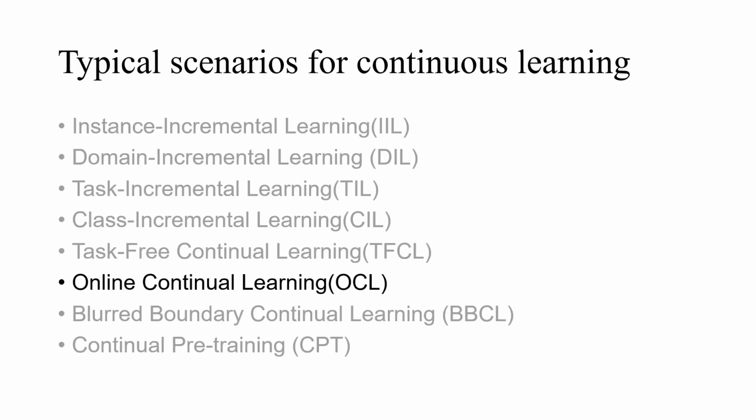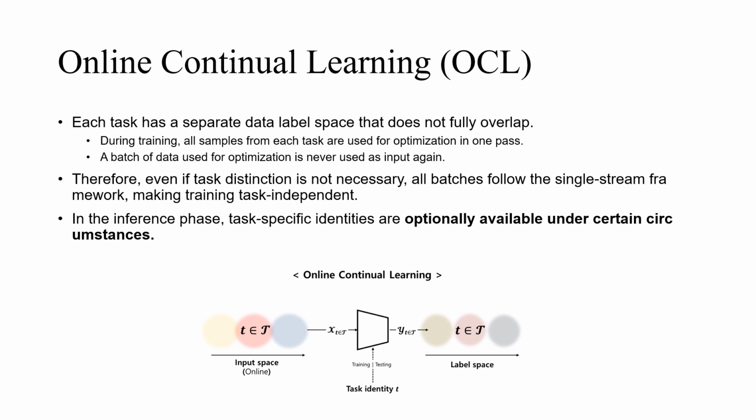And then the next thing is online continual learning. It is defined like this image, and each task has a separate data label space that does not fully overlap. Therefore, even if task distinction is not necessary, all batches follow the single stream framework, making training tasks independent. In the inference phase, task-specific identifiers are optionally available under certain circumstances.